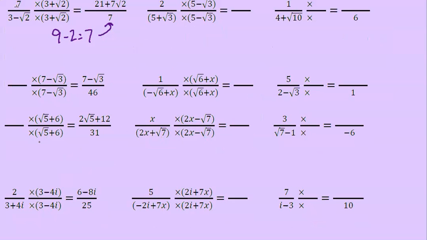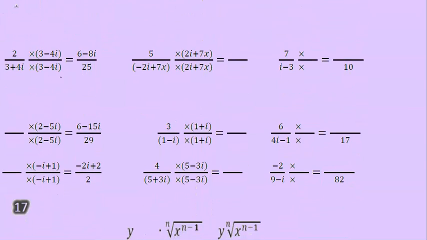Let's look at another one on that first column. So something times square root 5 plus 6 is 2 square root 5 plus 12. That'll be 2. And then this one, we were dealing with conjugates, so it's going to be negative square root 5 plus 6.